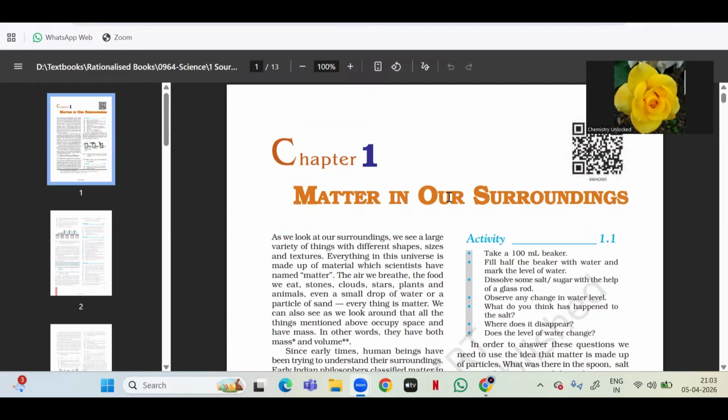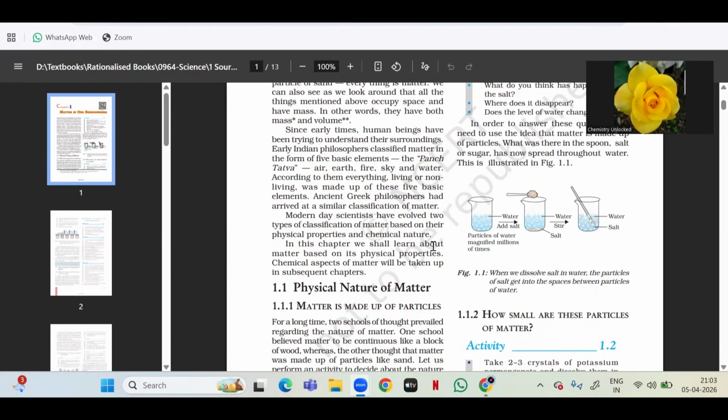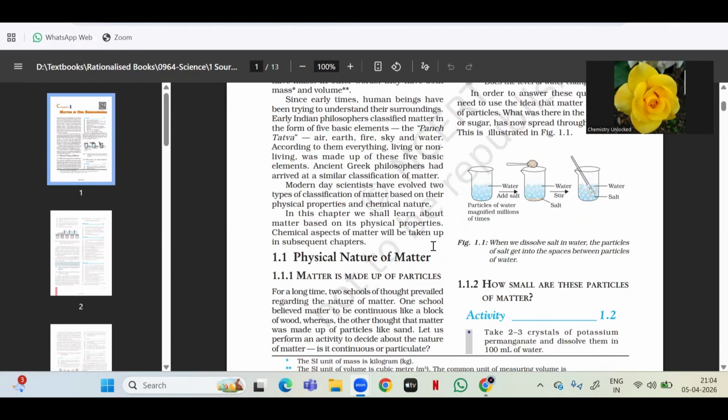So, as was decided in the last class, we'll be discussing the activities in the book. So, let's come back to activity 1.1. Now, let's see what this activity is about. Physical nature of matter. Matter is made up of particles.